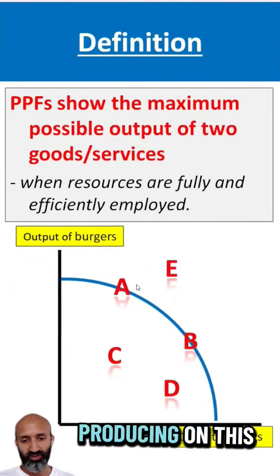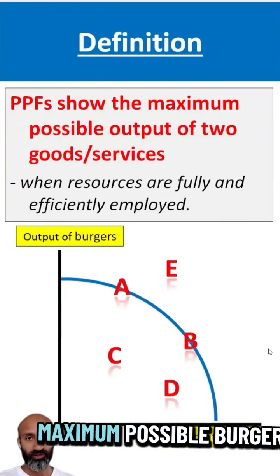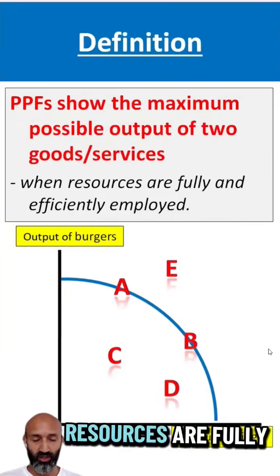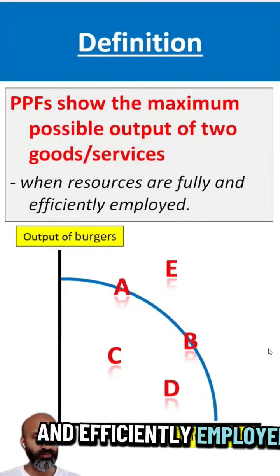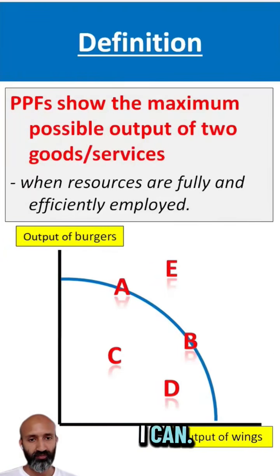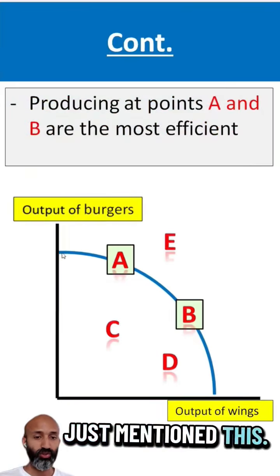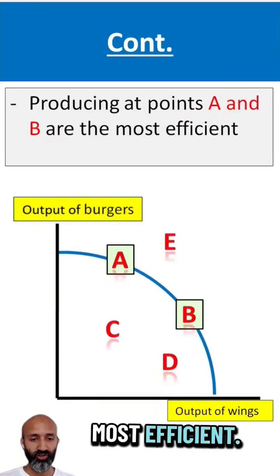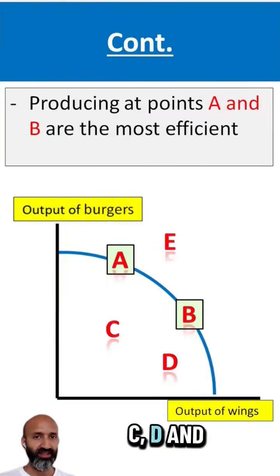So if I'm producing on this curve, I'm producing the maximum possible burgers and wings that I can produce in my kitchen when my CELL resources are fully and efficiently employed, meaning I'm using the kitchen and everything else as good as I can. Okay, so I've just mentioned this, producing at points A and B is when I am being the most efficient. So what might C, D, and E be?